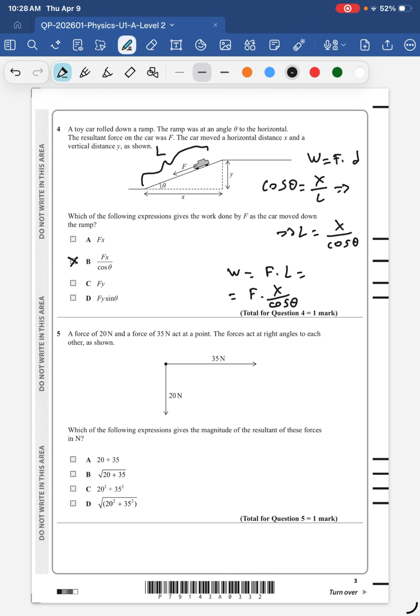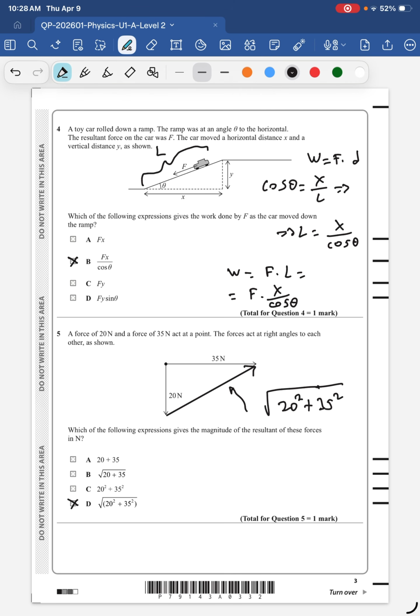Moving on, a force of 20 newtons and a force of 35 newtons act at a point. The forces act at right angles to each other as shown. Which of the following expressions gives the magnitude of the resultant of these forces in newtons? So this is a case in which you can use Pythagoras. Okay, so the resultant will be this one, and it's going to have a magnitude of square root of 20 squared plus 35 squared. So that's option D.